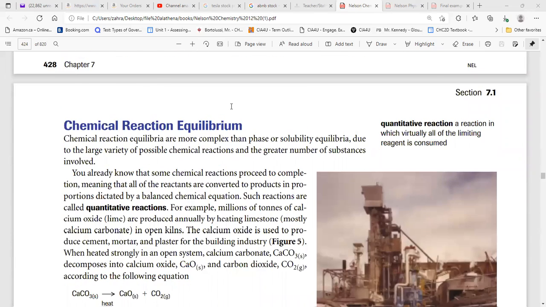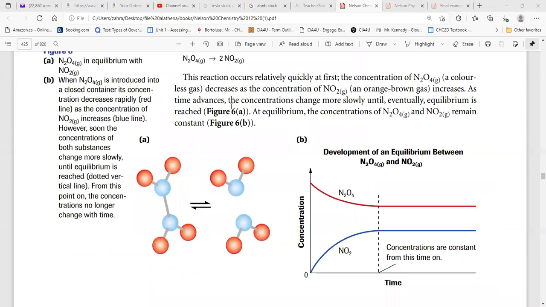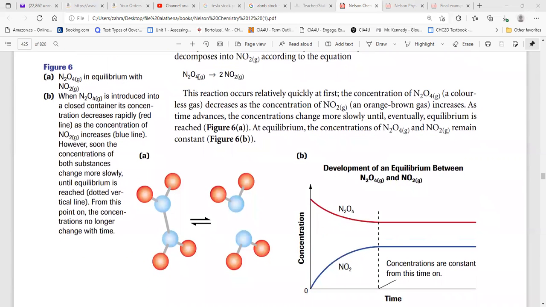Now, chemical reaction equilibrium. Look at this: N2O4 turns to 2NO2. At the beginning, we just have N2O4, so we have some concentration. Then the concentration decreases. As it decreases, it means some of it is turning to NO2. The NO2 concentration at the beginning is 0 and it is increasing. But after some time, the concentrations of both remain constant, right? After this point, after this time, the equilibrium is reached.